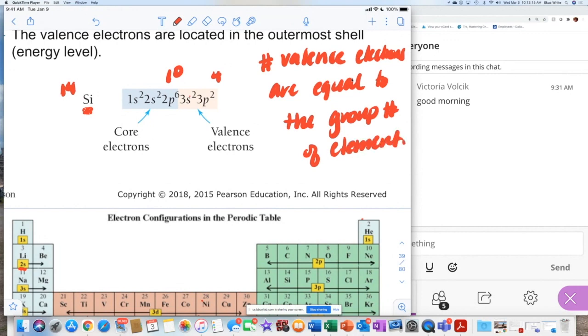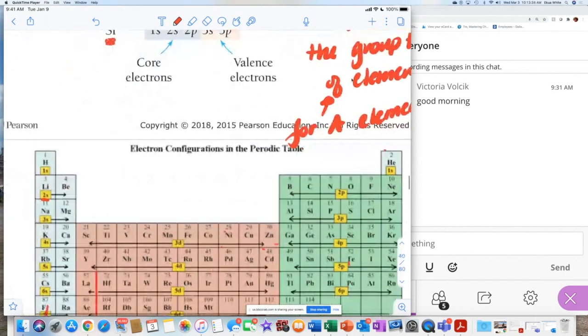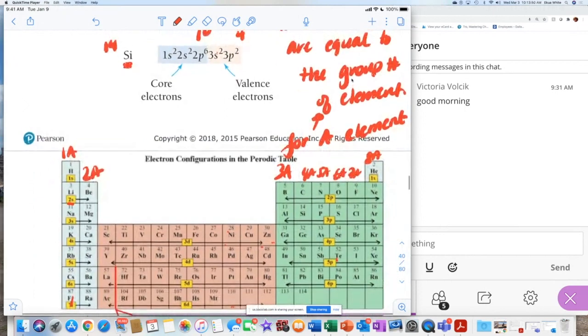Okay? Caveat, this rule works for group A. Remember, group B's are unpredictable, right? So number of valence electrons equal to the group number. So I'll say here, for A elements. Remember, the A elements are the S and the P. This was 1A, 2A, 3A, 4A, 5A, 6A, 7A, 8A. The S and the P elements tend to be more predictable, so we can go ahead and predict their behavior easily. And they tend to be more trendy.